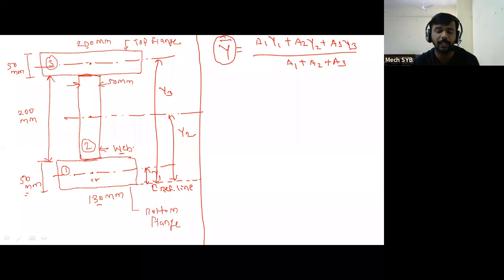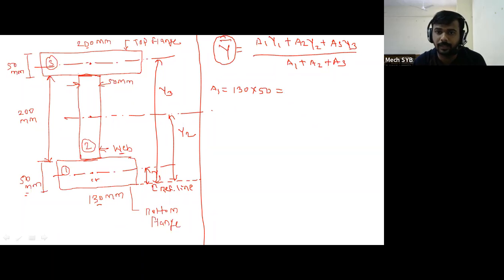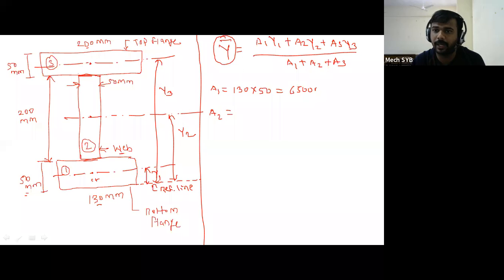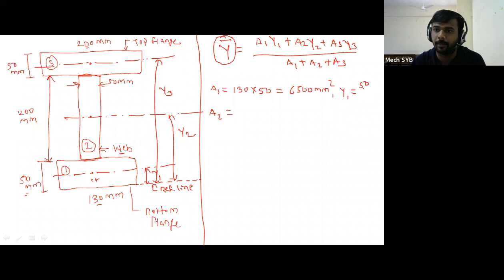So these distances y1, y2, y3 we have to represent on the figure, so that you can easily understand from which point to which point each distance is measured. Once it is represented, we calculate the values. What is A1? A1 is equal to 130 into 50, which is 6,500 mm square. Then what is the y1 distance? 50 divided by 2 is equal to 25 mm.